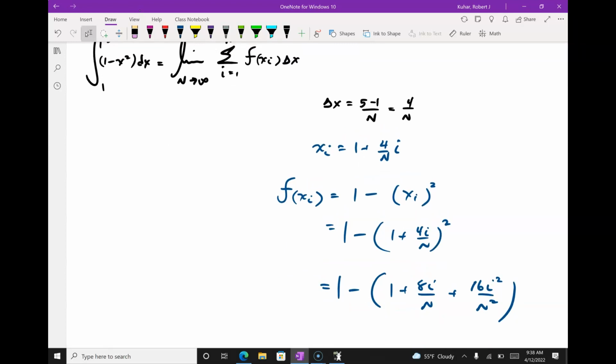So the process is the same. Get me delta x, get me x sub i, find me f of x sub i, simplify as much as I can, and then return to my formula. If you need a moment, let me know, please.